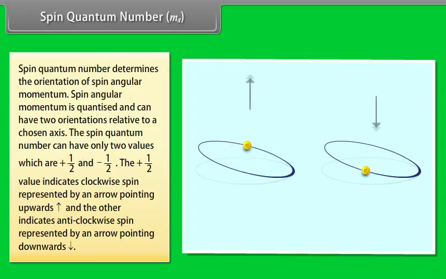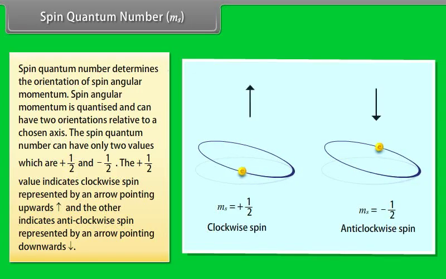Spin quantum number MS. Spin quantum number determines the orientation of spin angular momentum. Spin angular momentum is quantized and can have two orientations relative to a chosen axis. This spin quantum number can have only two values, which are plus half and minus half. The plus half value indicates clockwise spin represented by an arrow pointing upwards, and the other indicates anti-clockwise spin represented by an arrow pointing down.